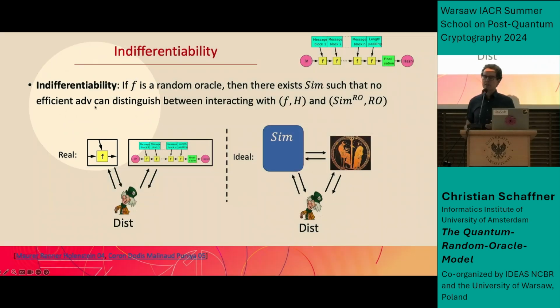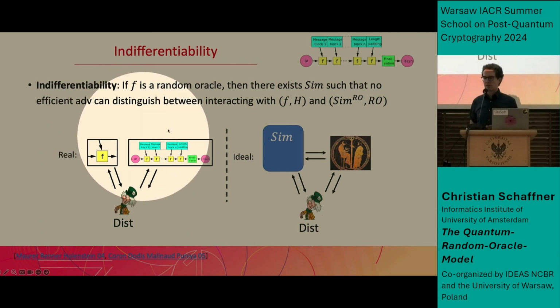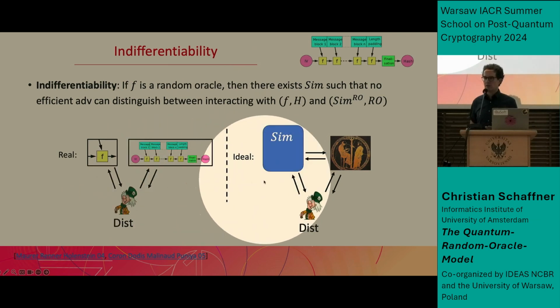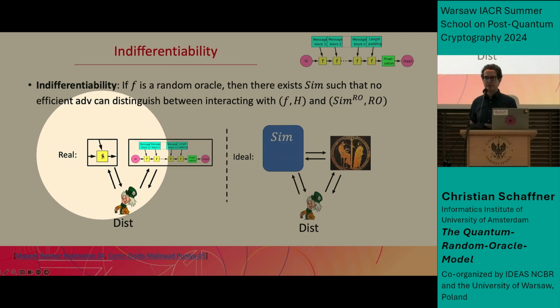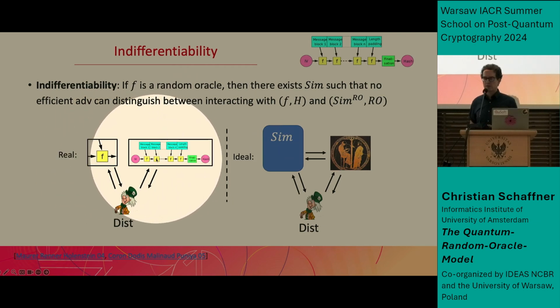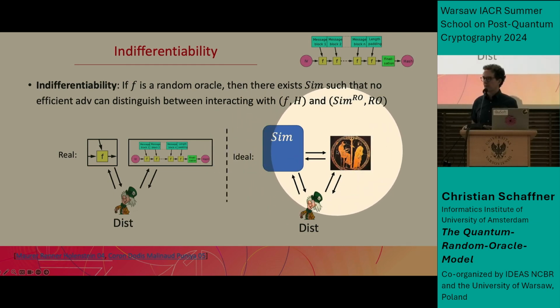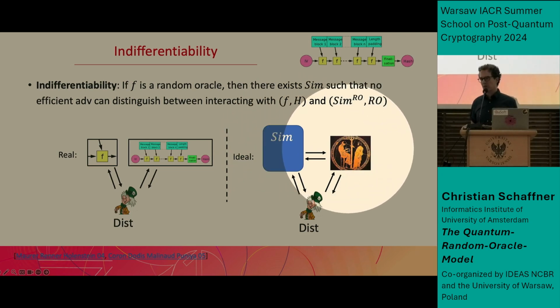And indifferentiability asks for something more demanding, namely that if F is a random oracle, so if this building block is a random oracle, then there exists a simulator such that no efficient distinguisher can distinguish between interacting with the real thing, F and the Merkle-Damgard construction, and this simulator and a real random oracle. And the funny thing is that now the simulator also has access to that random oracle.